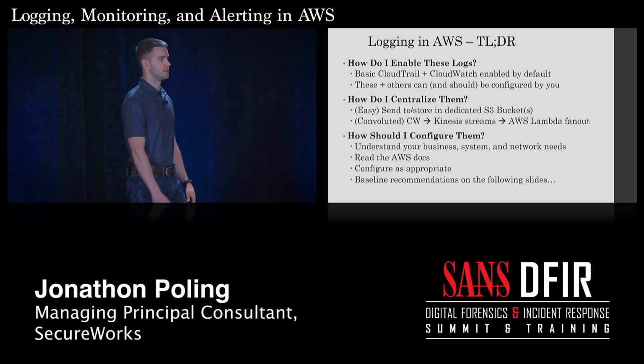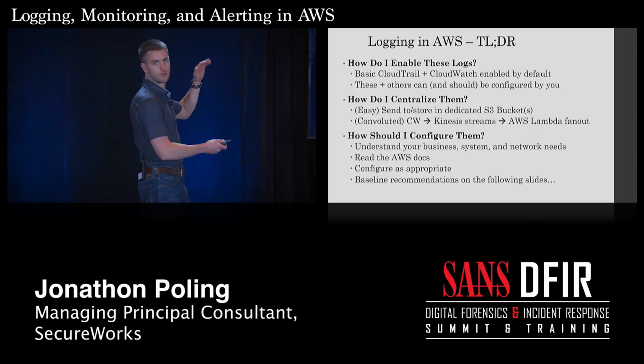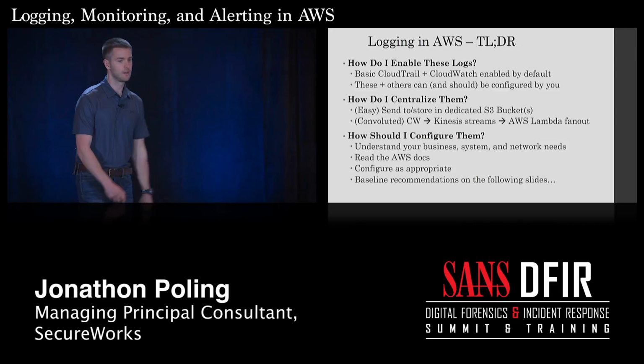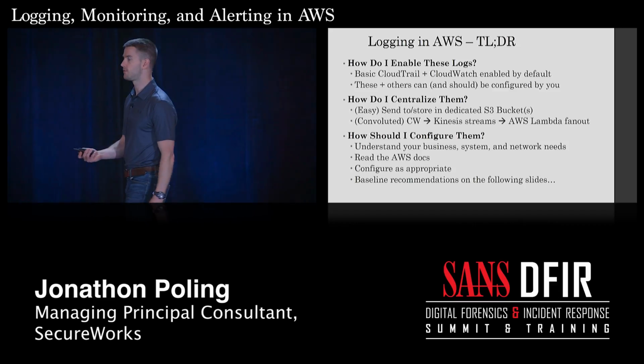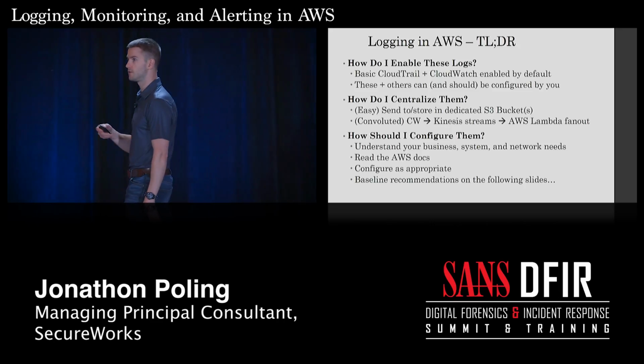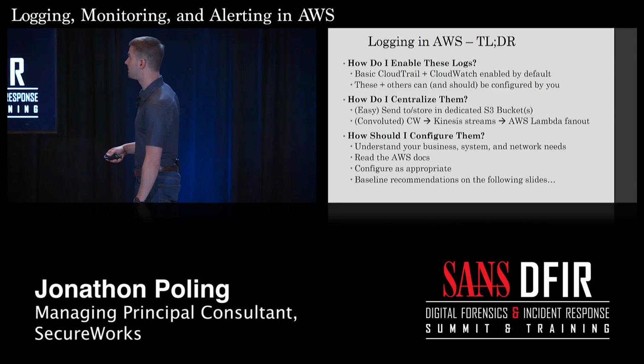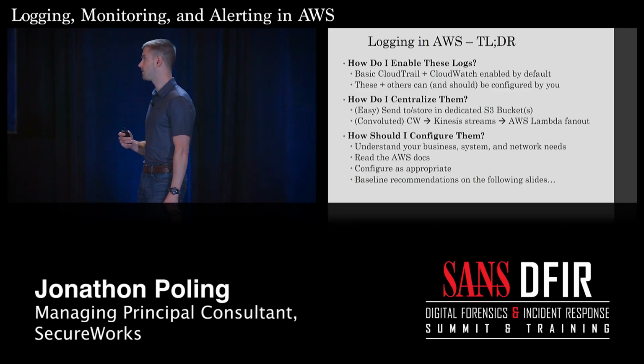So that was the logging setup config of those 4 to 5 main areas, right? So what's the TLDR of this? So how do I enable these, right? CloudTrail and CloudWatch are enabled by default, with the exceptions of the few configuration things that I said to go and poke and ingest. These absolutely should be configured by you.